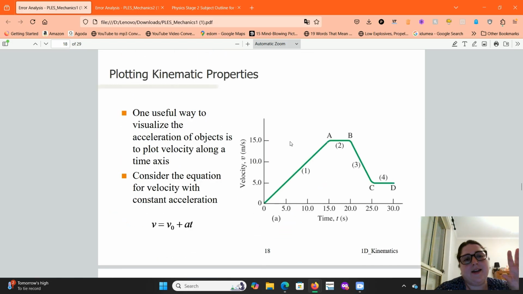Alright. Plotting this one, properties. So one useful way to visualize the acceleration of an object is to plot a velocity against time graph. You should have done this in year 11. You should all know how to do these. Okay? Consider the equation for velocity with constant acceleration. This one here is your best friend. Remember, in physics, formulas are your best friends. Do not forget that.